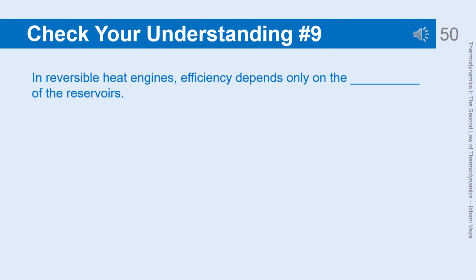Check your understanding number 9. This question reinforces that the efficiency of a reversible engine depends only on the reservoir temperatures. No other factors matter in the ideal limit. This is the core of the second Carnot principle. If this concept is understood, the maximum possible efficiency can be immediately estimated. This also becomes the basis for the thermodynamic temperature scale.